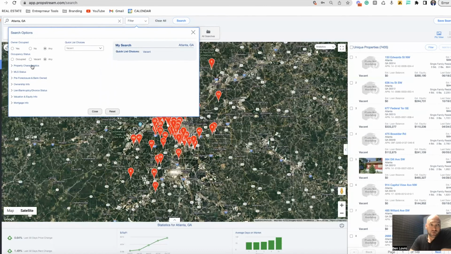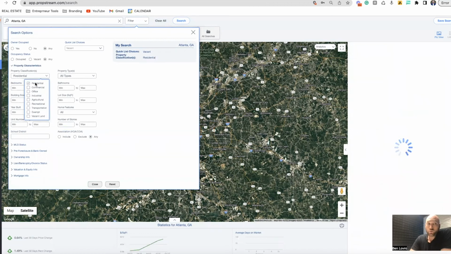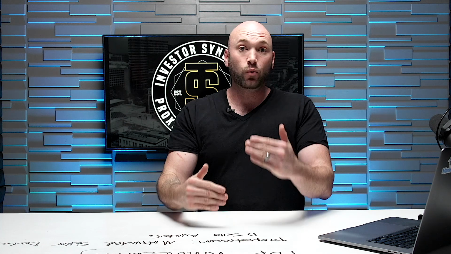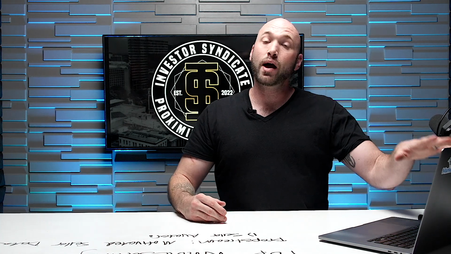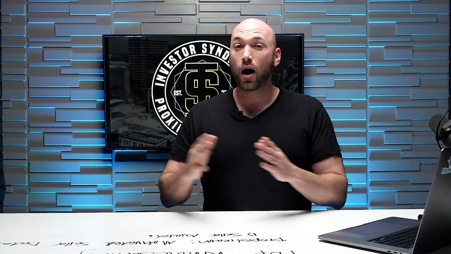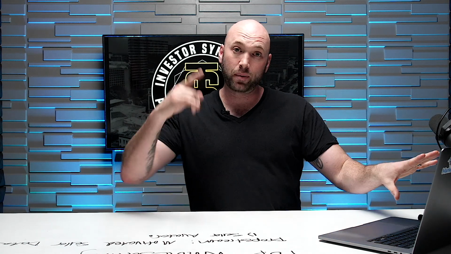From there, we can break down the characteristics the way we want. For this training, we're going to do residential and we're going to do single family houses. Now, as we get more into advanced areas and some of the training that we have inside of this investor syndicate ecosystem, we show you how to target multifamily deals, land acquisitions, and a lot more opportunities. But to keep it basic, we're only looking for single family properties in this training.